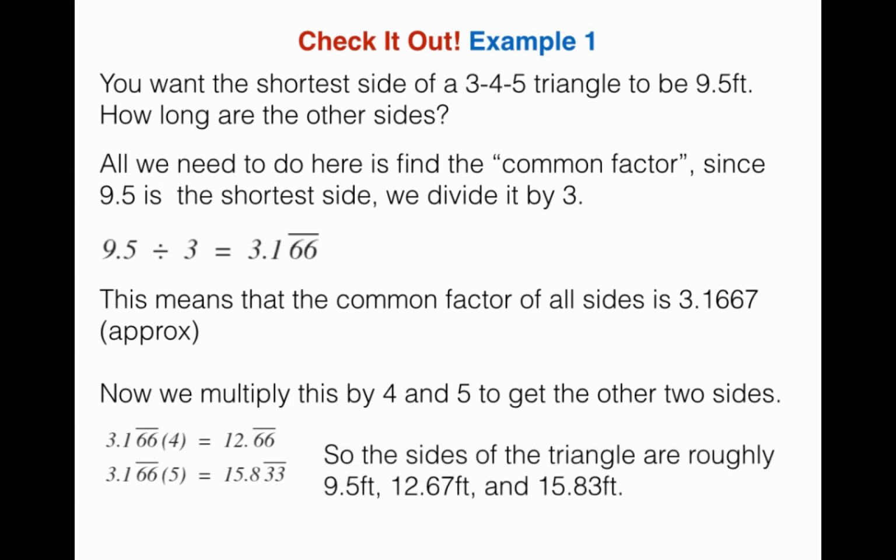Well, this is a real-world problem because this deals with feet, so we don't really have decimals that go forever. So what I do is I round to the nearest hundredth, which is the second decimal place. So that means the sides of the triangle are roughly 9.5 feet, 12.67 feet, and 15.83 feet.